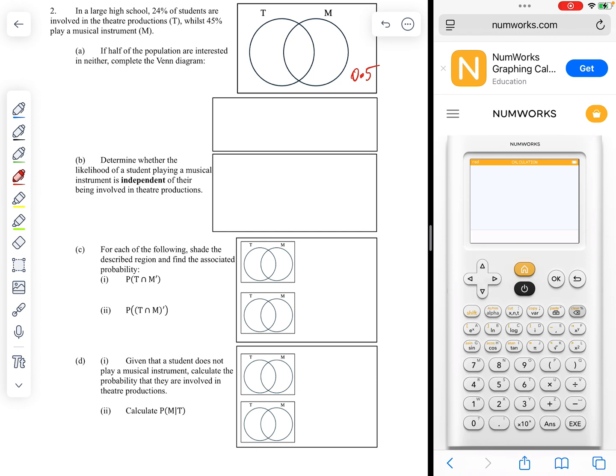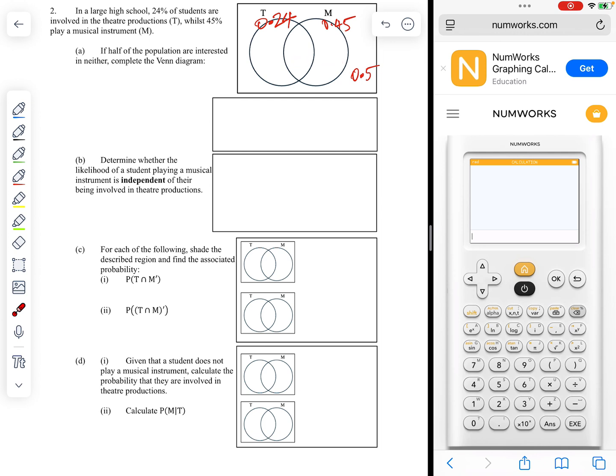Then 24% are involved in theatre productions. 24% lie in this circle, but we don't know which parts, so I'm just going to have to put 0.24 there. Similarly, for musical instruments, within the circle we have 0.45. All right, how are we going to identify the three values there?